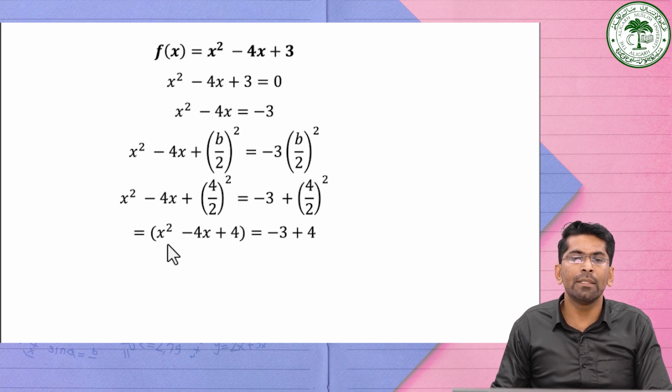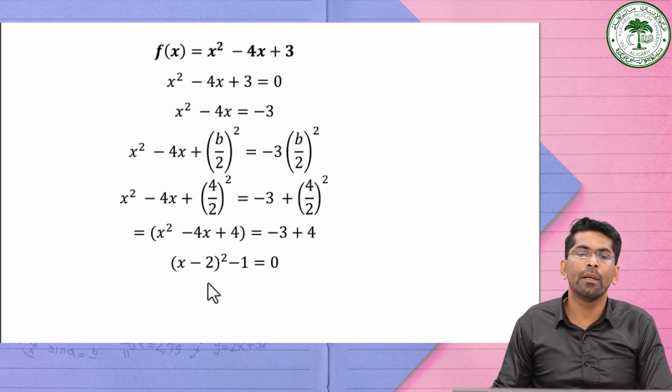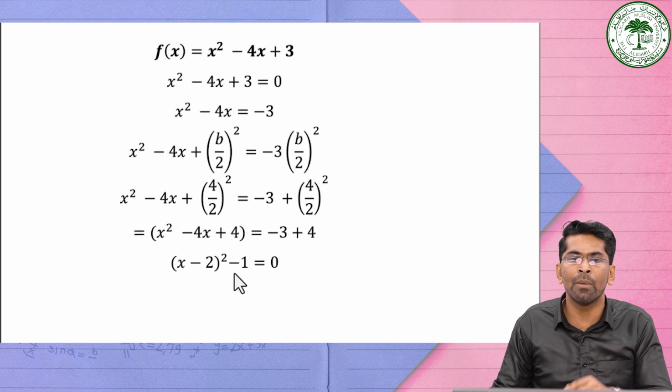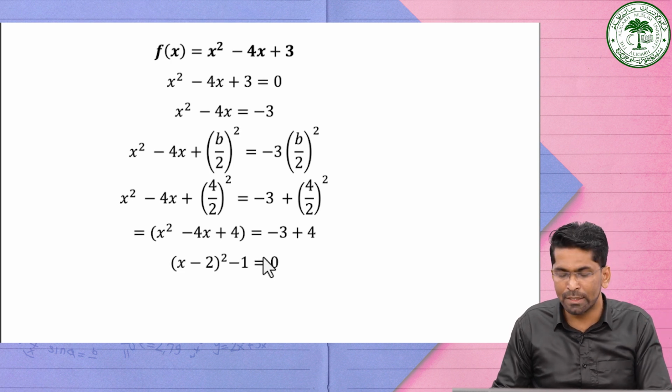So we can write x square minus 4x plus 4, which is like a minus b whole square, as (x minus 2) whole square. It is the expansion of (x minus 2) whole square, and minus 3 plus 4 is equal to plus 1, taking it to the left side of the equation, so it will become minus 1. So our equation will become (x minus 2) square minus 1, which we already found in the earlier examples as well.